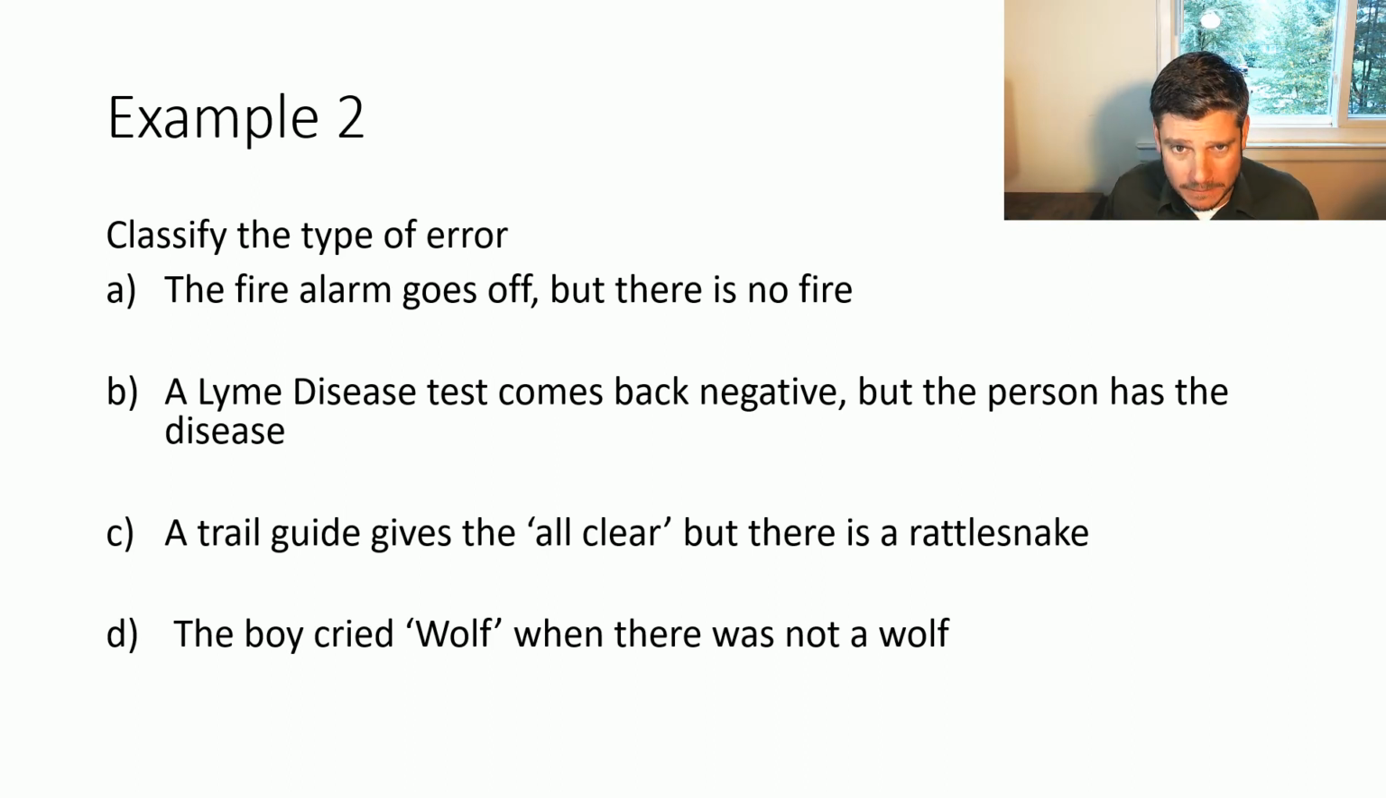So real quick, classify the type of error. A fire alarm goes off, but there's no fire. Would that be a false positive or a false negative? Well, false positive, right? It went off, but there's no actual fire, which makes this a type 1.